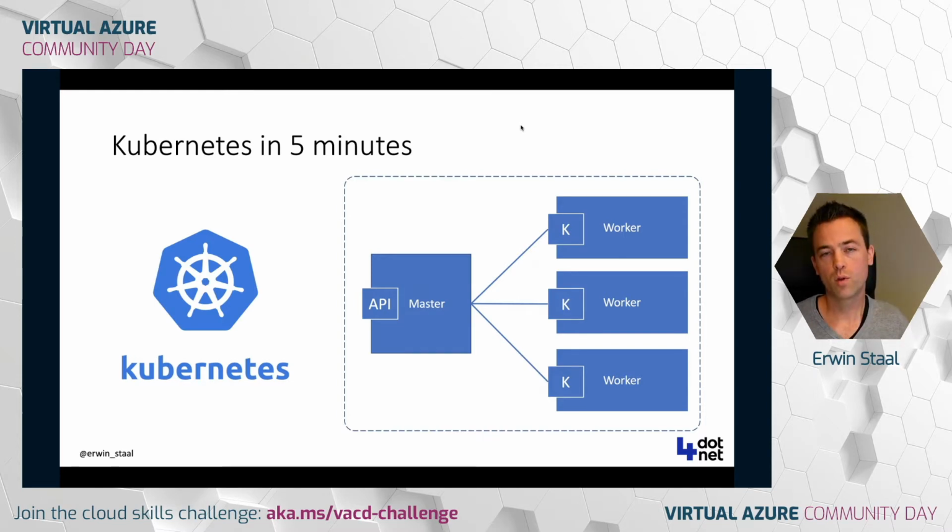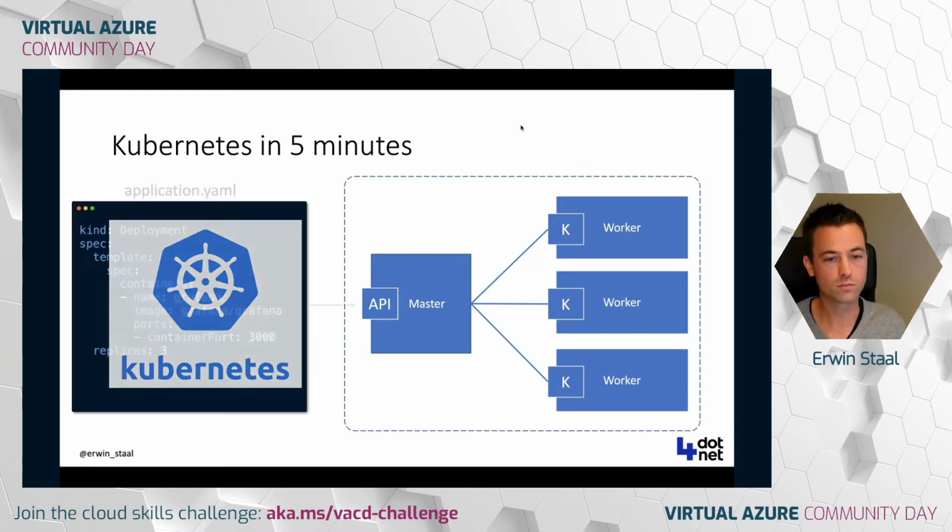So Kubernetes mainly consists of two main components, which are the masters and the workers. The master is responsible for making sure that what you tell it to run on your cluster actually does run on your cluster. And the workers are then responsible for doing the actual work. That's where your application will actually run.